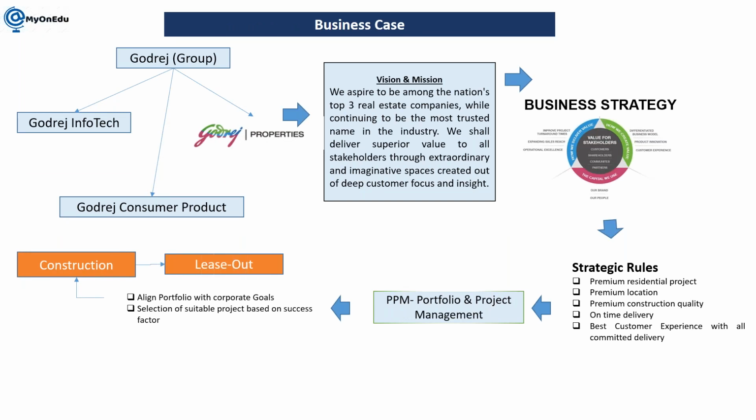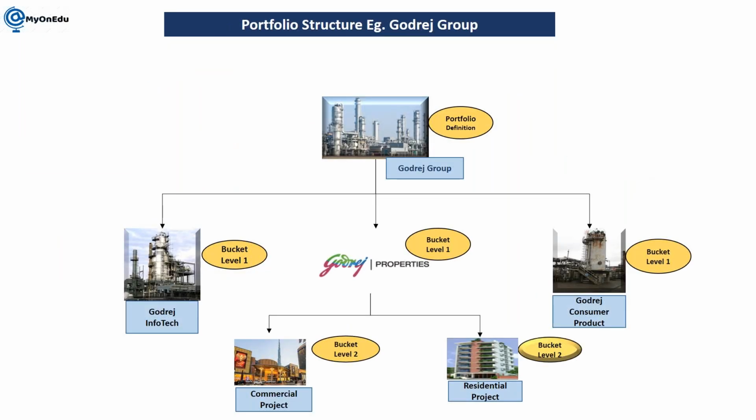So now, business case. Yeah, so portfolio structure. If I'm taking the same example of Godrej Group here, I have created the Godrej Group as a portfolio definition. So in the SAP PPM system, we need to define the portfolio definition, which will have the bucket, and we can create multiple levels of buckets here. So this is my portfolio definition, which has 3 different buckets: level 1 bucket, and then level 2 buckets.